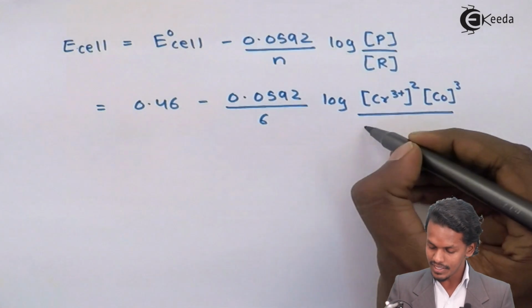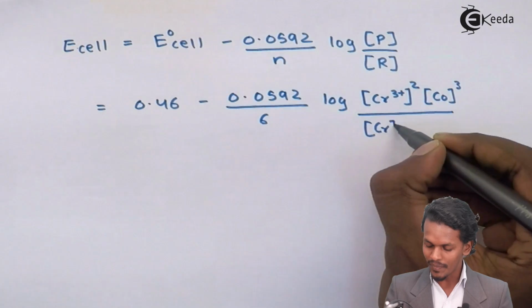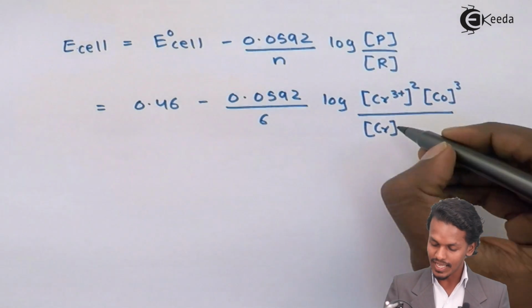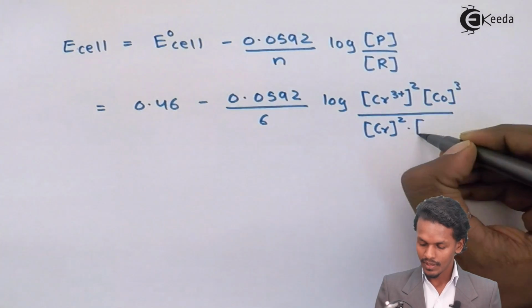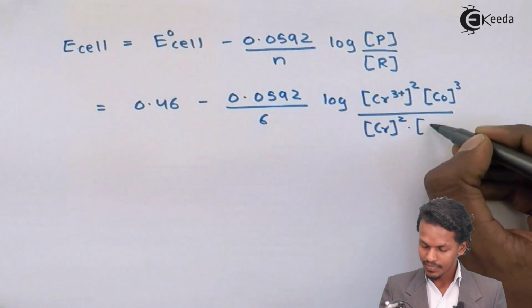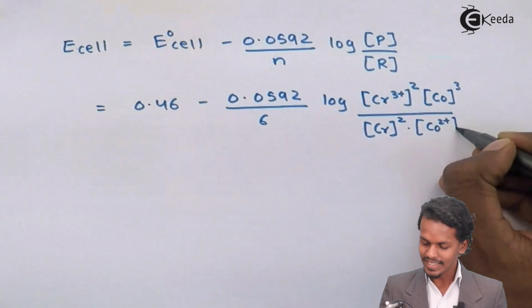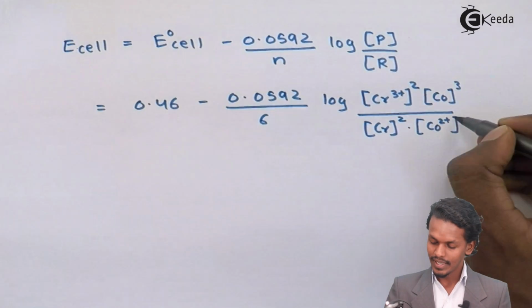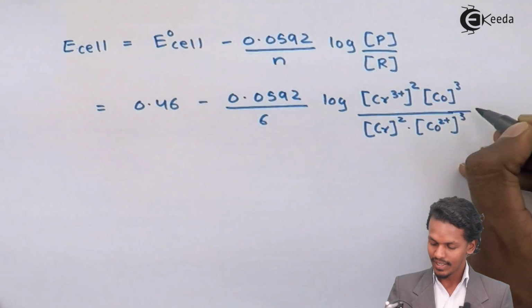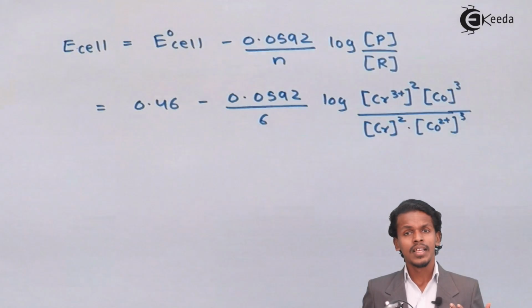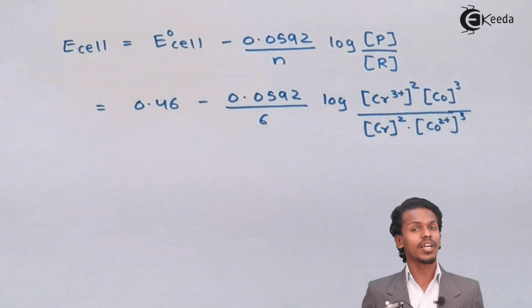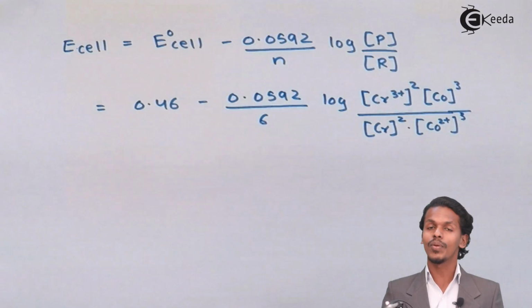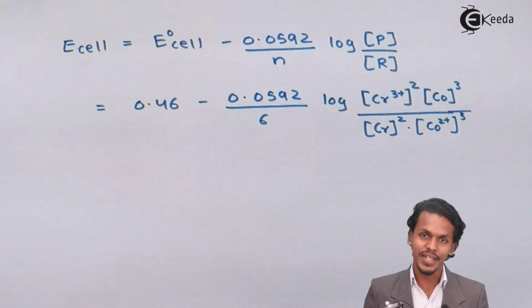In this case the reactant is chromium, which is present in solid form and has a stoichiometry of 2, while that of the cobalt 2 plus has a stoichiometry of 3. So I could write it in this way. The thing that we should know is that the cobalt and the chromium, which are present in a solid form, will have a molecularity of unity.